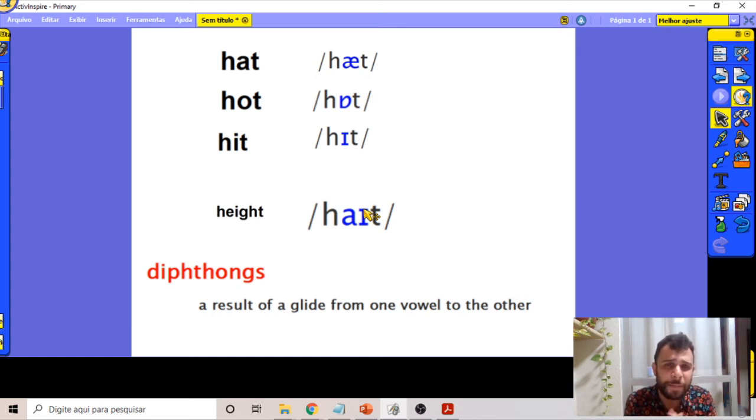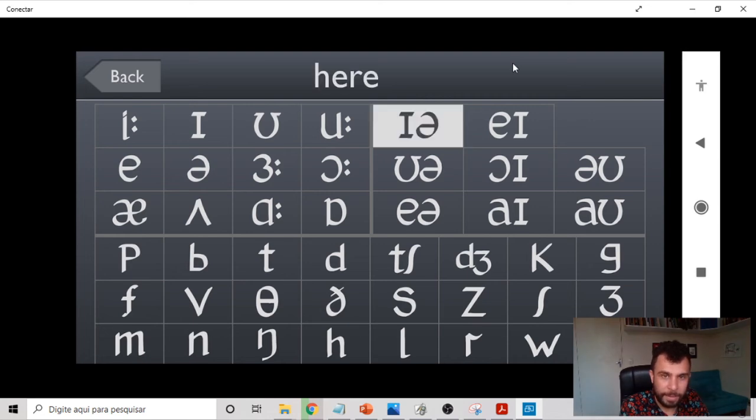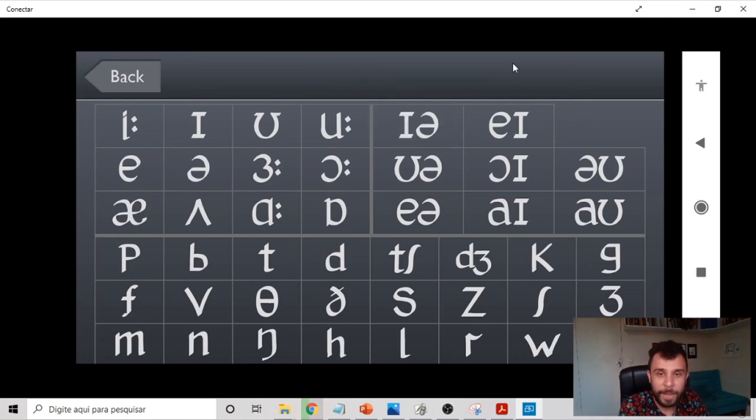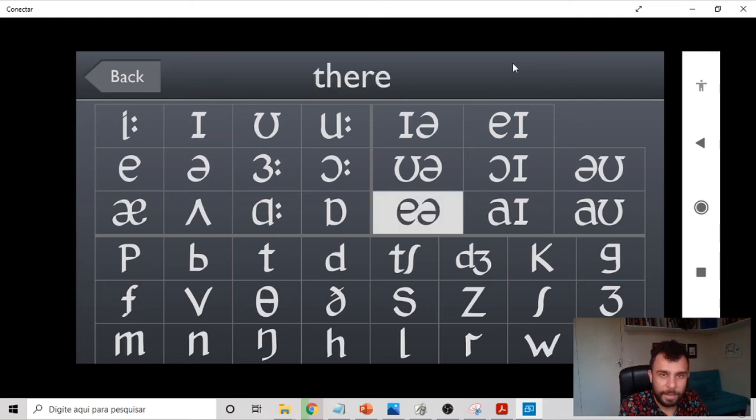Now let's talk a little bit about how they are organized and which diphthongs we have in English. So here we have diphthongs. As you can see, they are split in 3 columns, and we will talk about why they are organized this way. But first, let's see which ones they are. Ear, as in ear, here. Here, remember, we're talking about BBC. We have cure, as in cure. And then air, as in air, there.